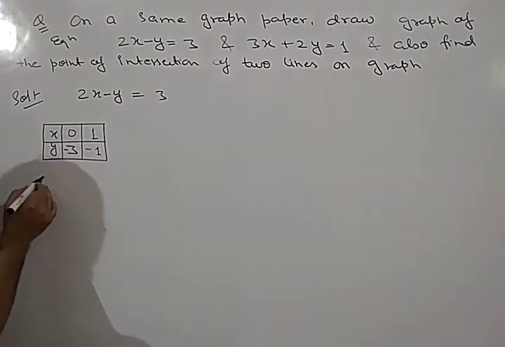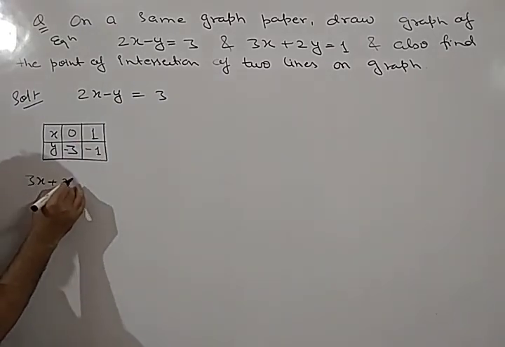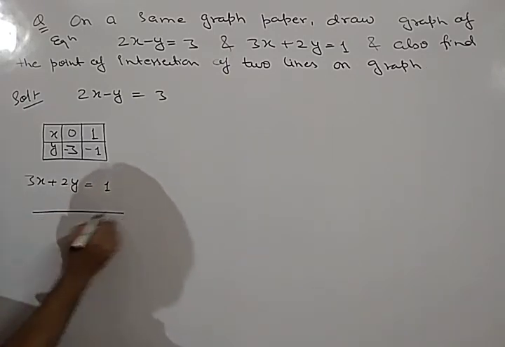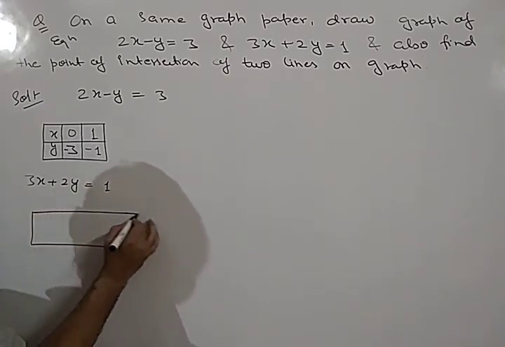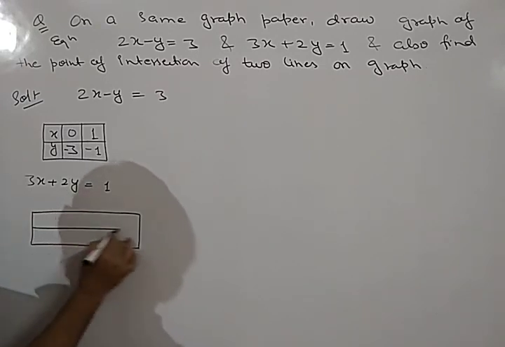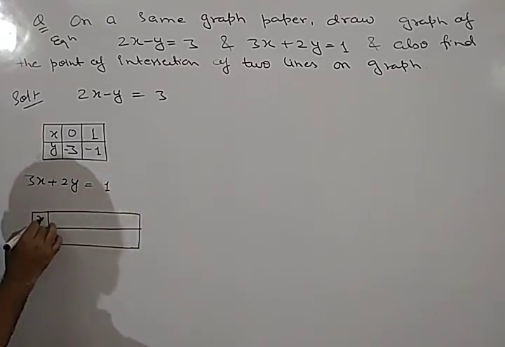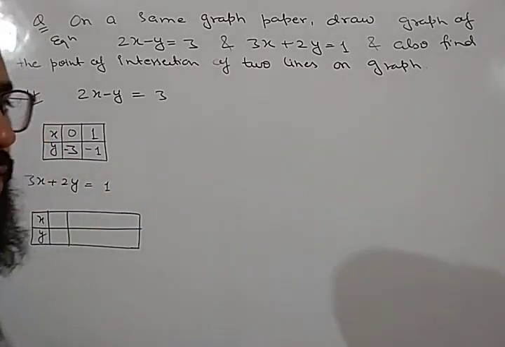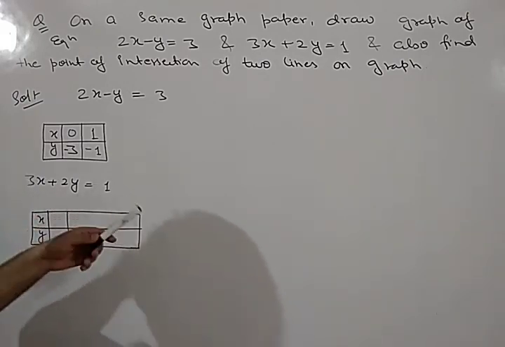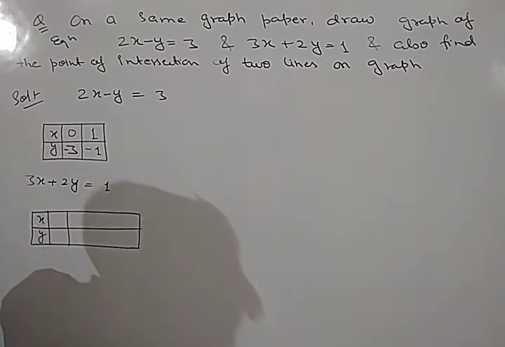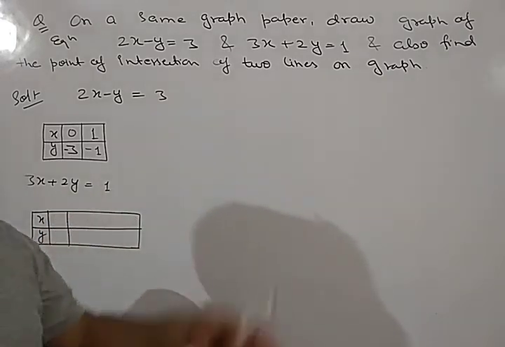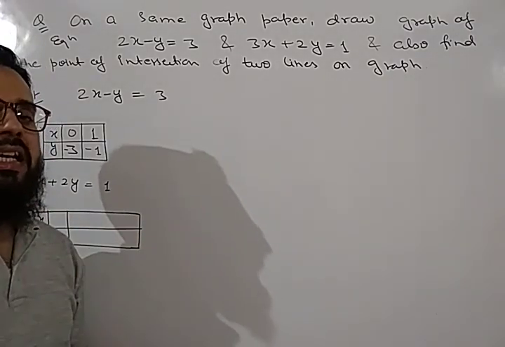Now let us take the second equation. The second equation is 3x plus 2y is equal to 1. Now if we draw the table of this equation, it will be x and y. Now in this equation, if we put x equal to 0, then y will be equal to 1 by 2. Okay, that will not be an integer value. You can plot it, but I am not taking fraction values. I am just taking the integer values.